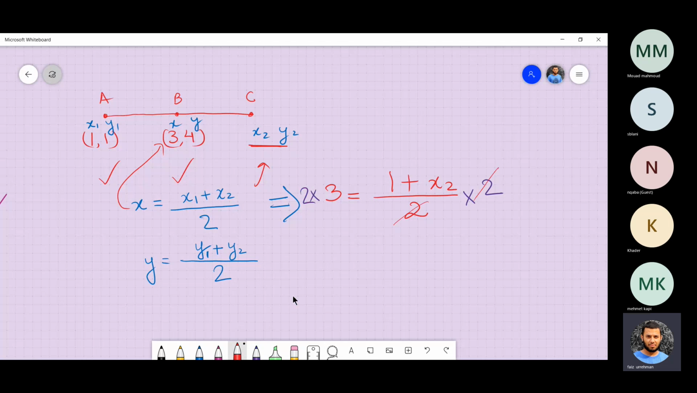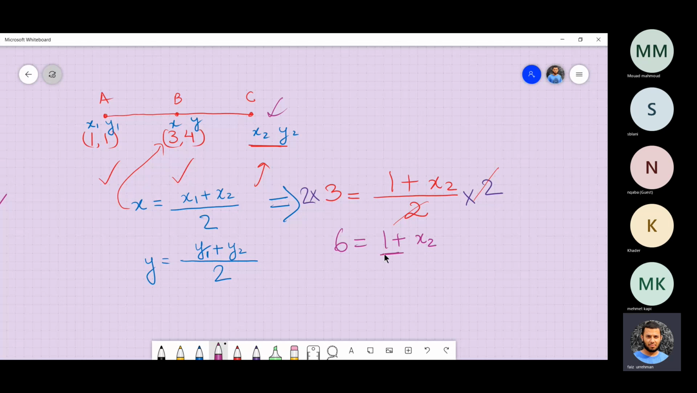So 2 and 2 will go. Clear or not clear? Clear. So 3 multiplied by x1 is 6. Then 1 plus x2. So how can I find x2? I said x1 is 1. No, x1 will be 5. I mean, what is x2? x2 is the second x here.